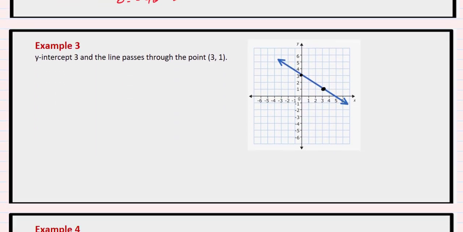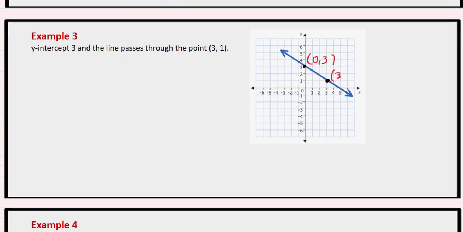Example 3, y-intercept is 3 and the line passes through 3, 1. Now let's look at this. Here is the y-intercept, 0 and 3, and the line passes through 3 and 1. Now when these two values are given, we can say 0, 3, and 3 and 1. So here's x1, y1, x2, y2. So we can find the slope of the line. So we can say y2 minus y1 over x2 minus x1.